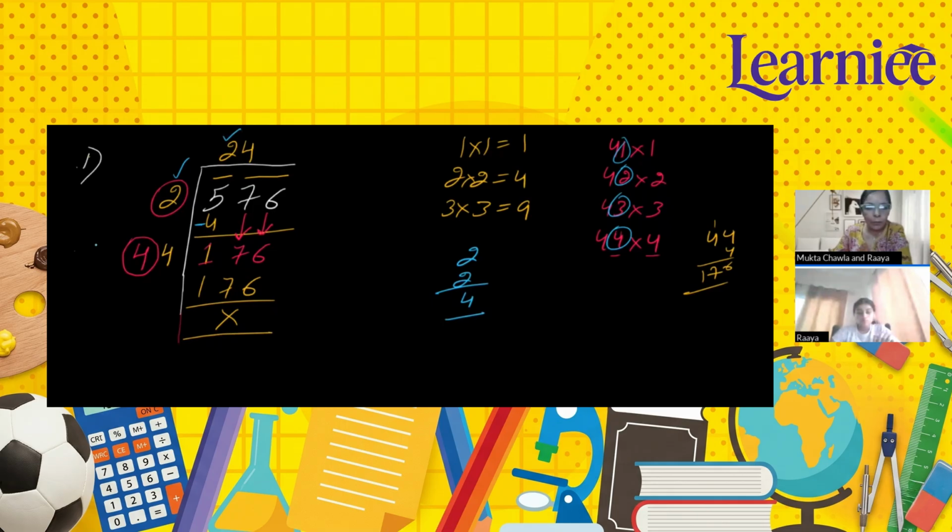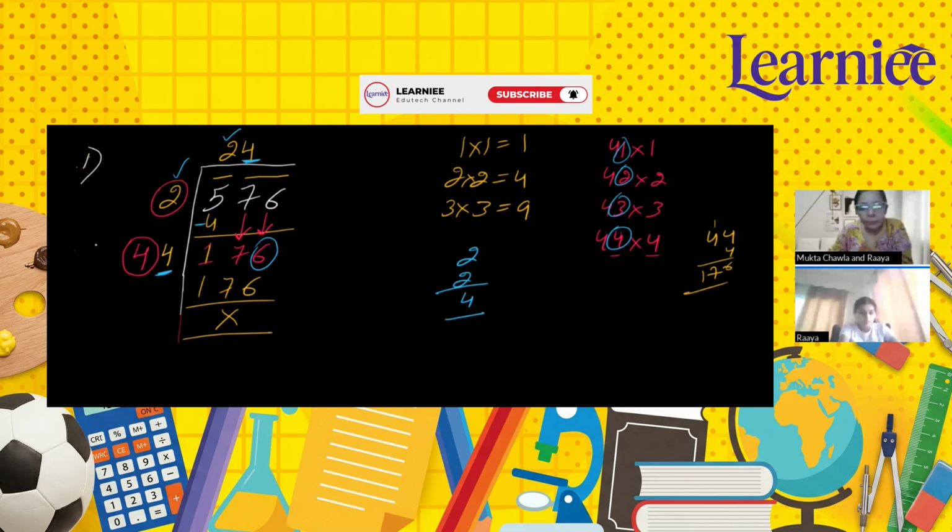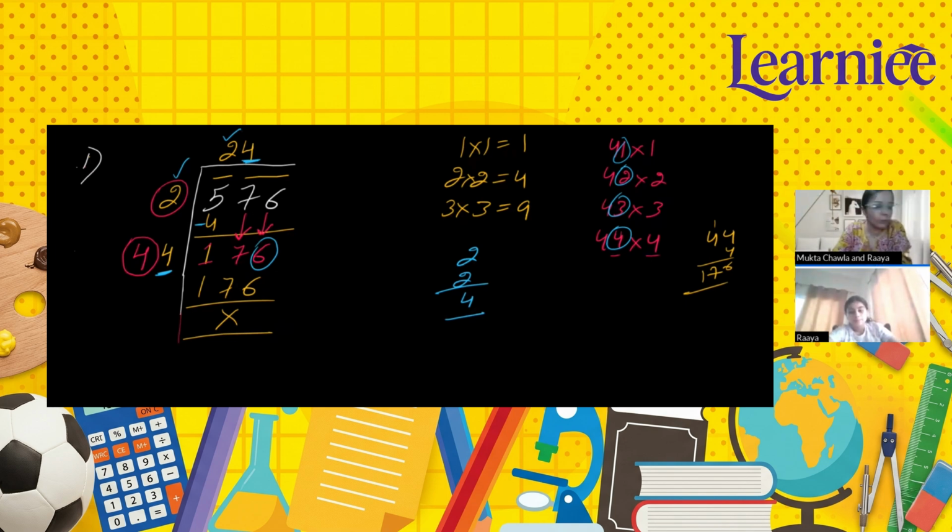So we check how we got the hint. We checked its unit digit, 6. So if I write 4 here, I have to write 4 in the quotient also. 44 fours are 176. Got it? If you want to copy this, you can copy it. Then we will start with the next one. You copied? Okay. Should I give you the next value?